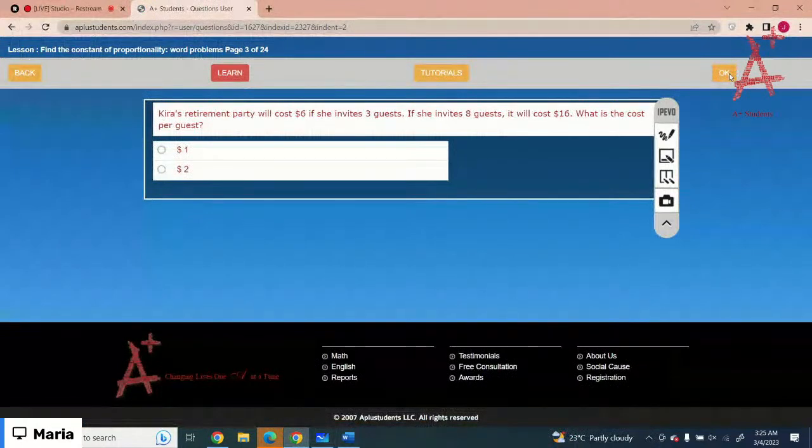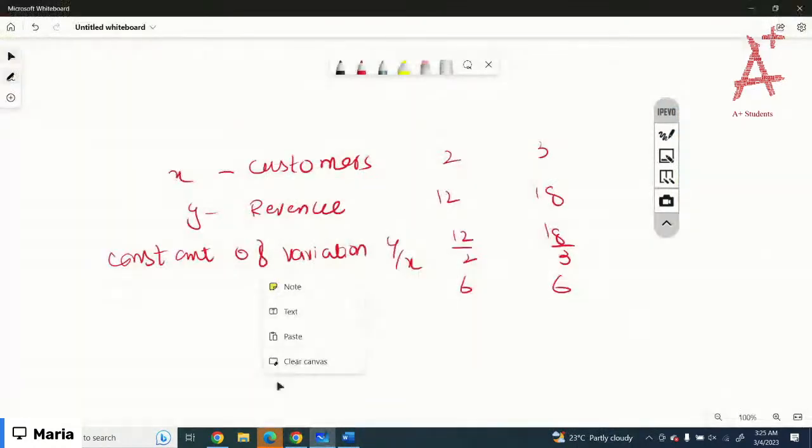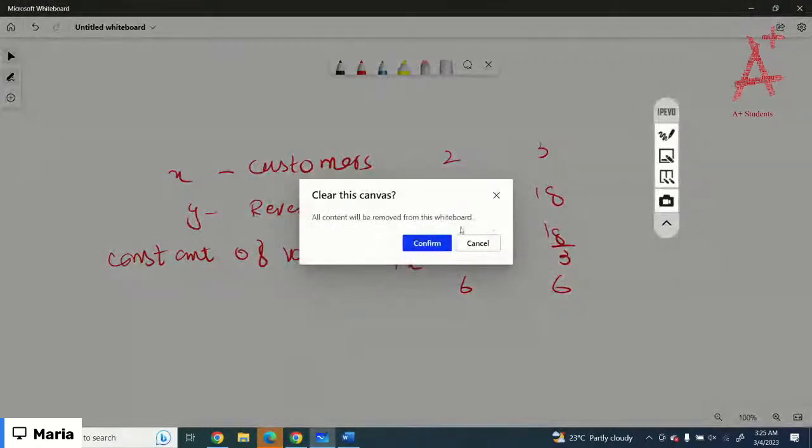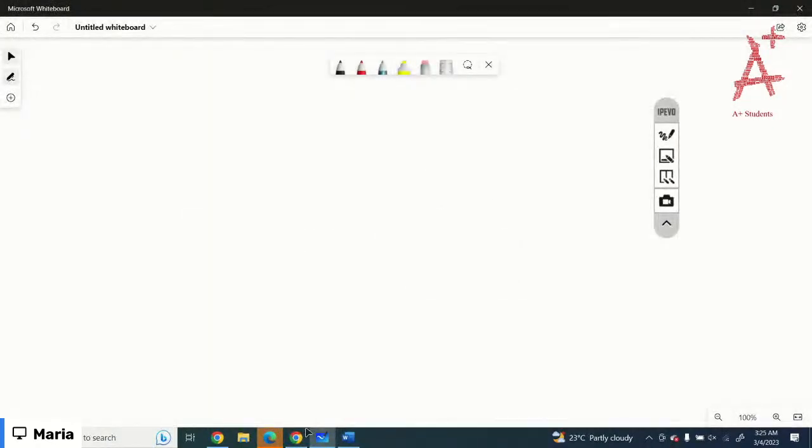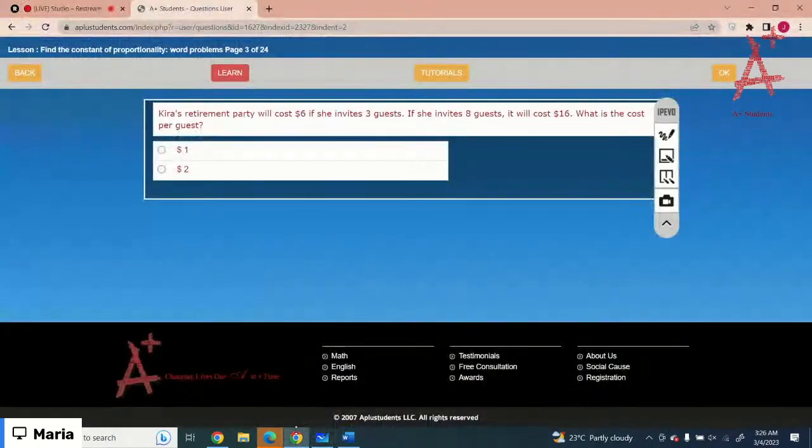Kira's retirement party will cost $6 if she invites three guests. If she invites eight guests, it will cost $16. What is the cost per guest? You have to calculate the cost per guest. So you have guests as X and cost as Y.